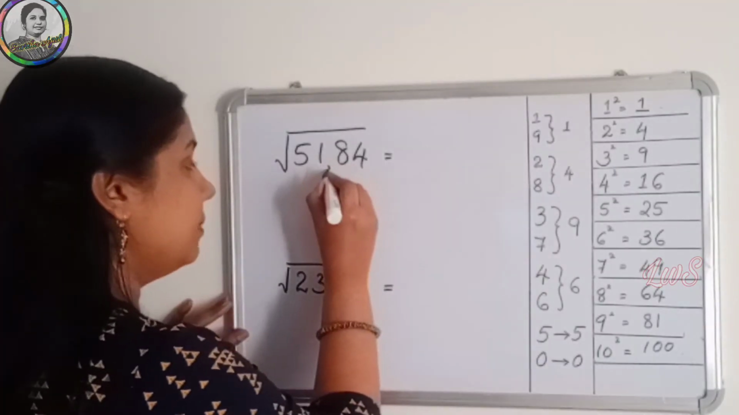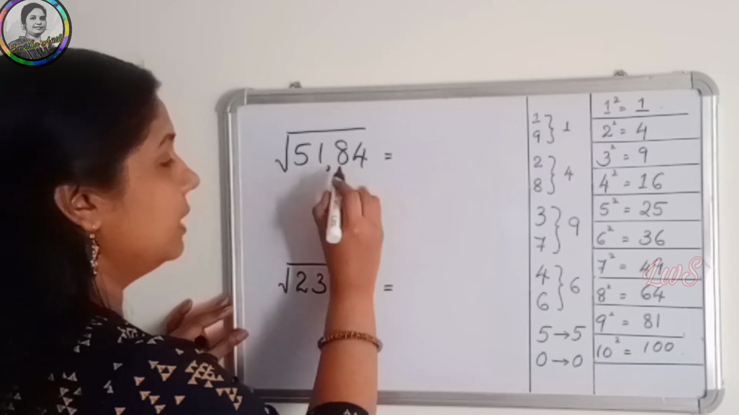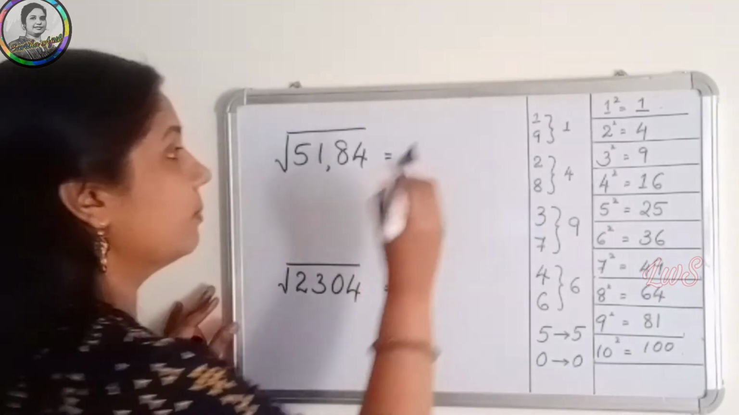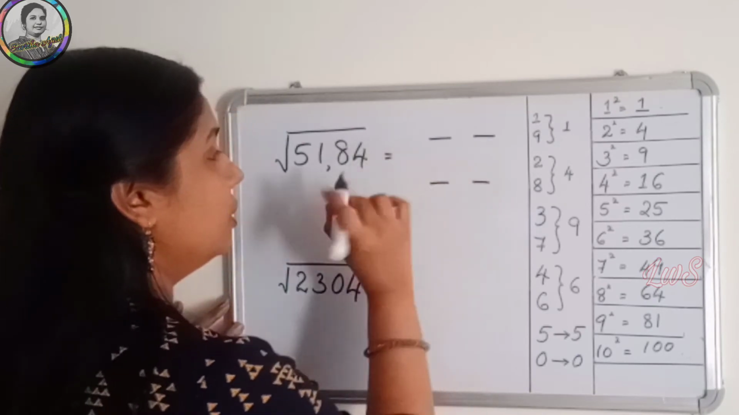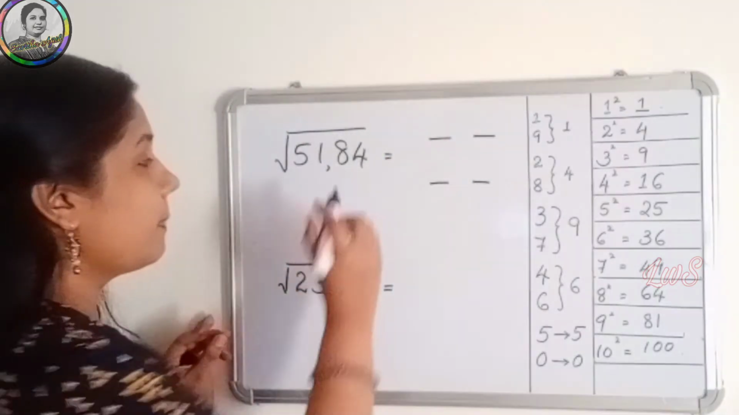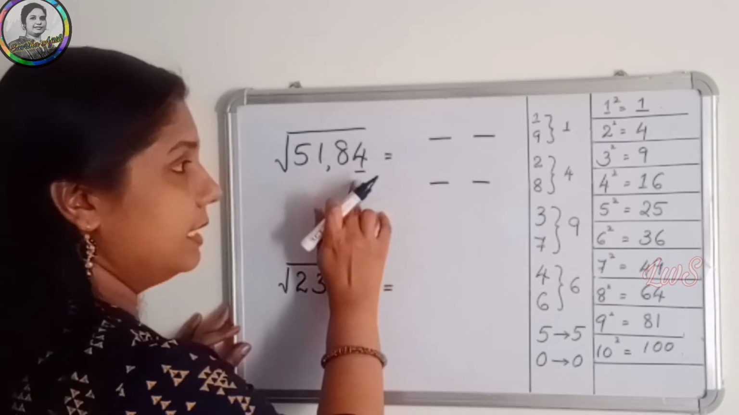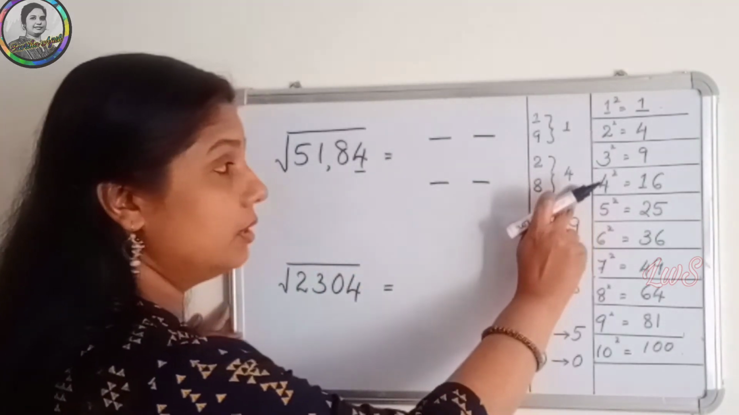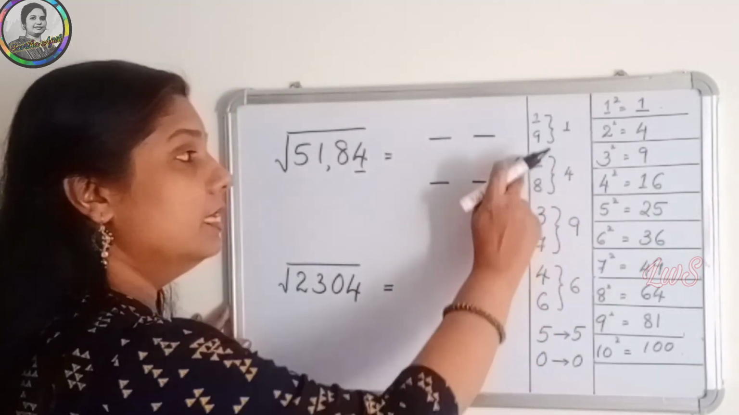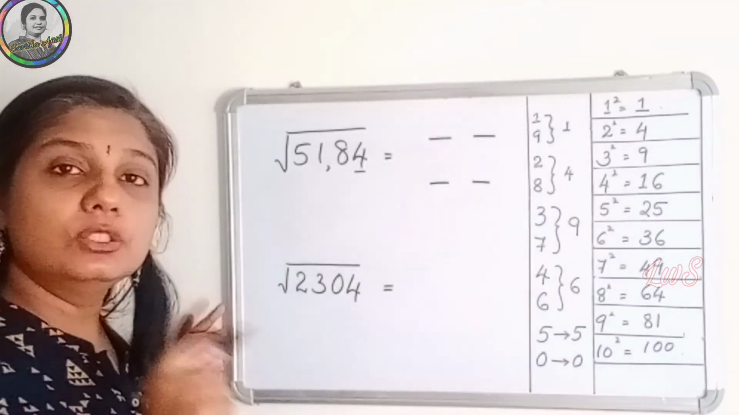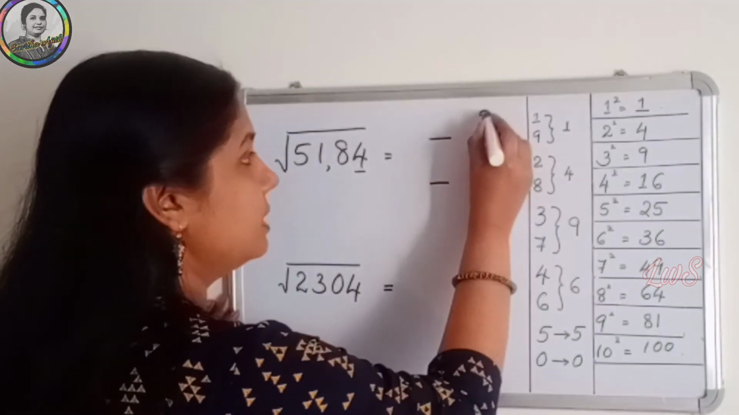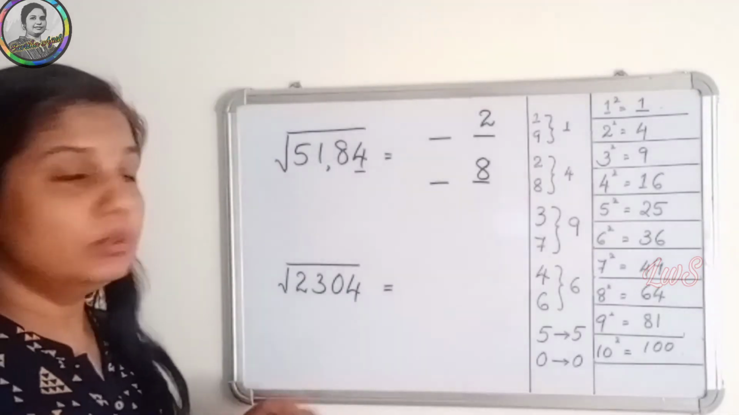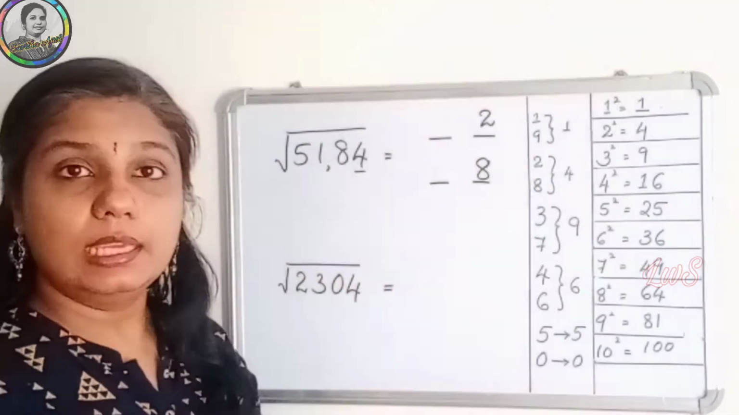Again, the first step is to group the numbers. 84 is the first group and 51 is the second group. We may have two possibilities. Look at the units place, it is 4. If the square contains 4 in the units place, then the square root may contain 2 or 8 in the units place. We can directly write the units place of the square root as 2 and 8.